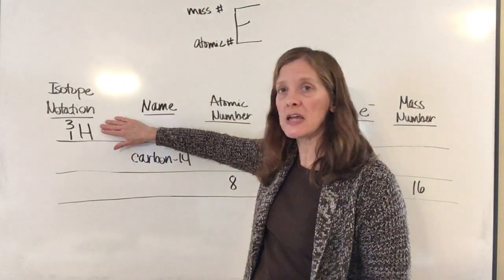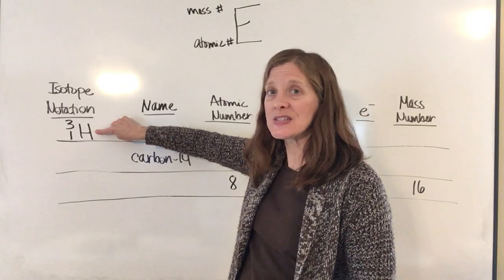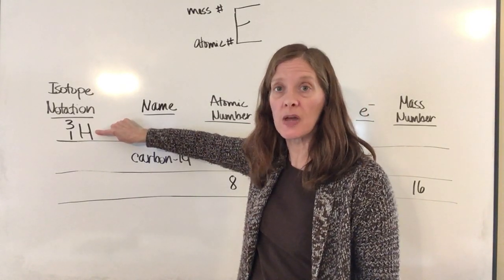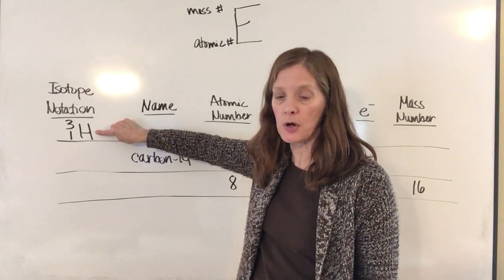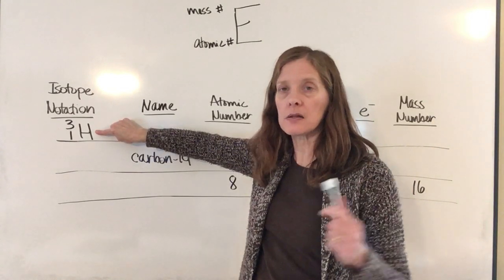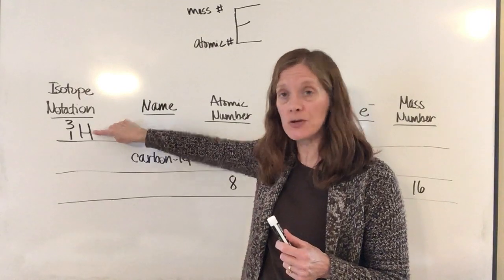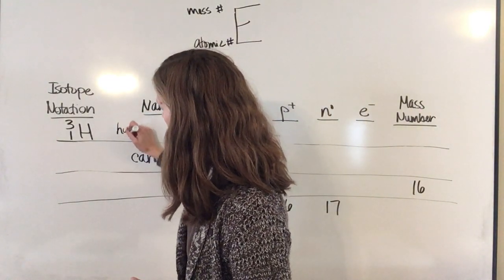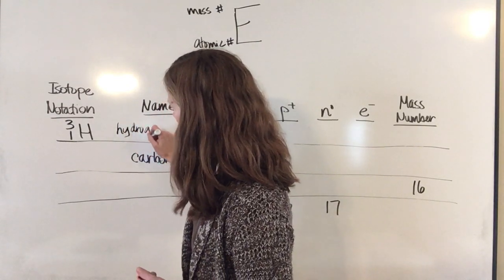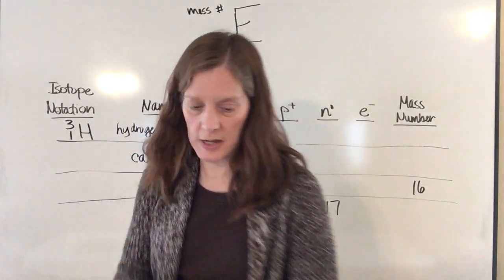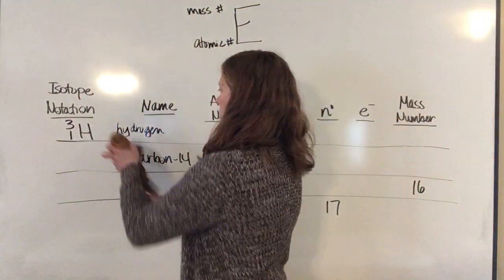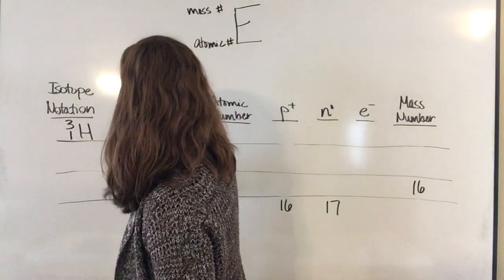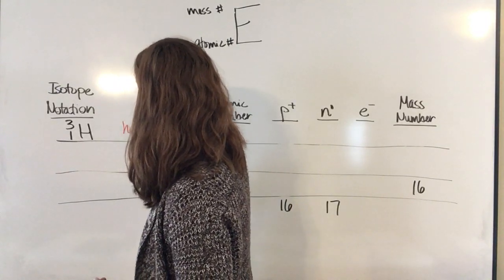With isotope notation here, you can see the symbol for the element right here, and we've worked with an H before. If you look at your periodic table, it's up in the top left-hand corner. You know that that's hydrogen, so the name of this is going to be hydrogen something. I should have done that in red so that you know that's the one I'm filling in. That way I'm consistent with what I did before. Consistency is a good thing. So we'll put hydrogen here.